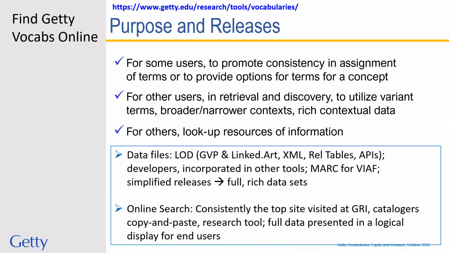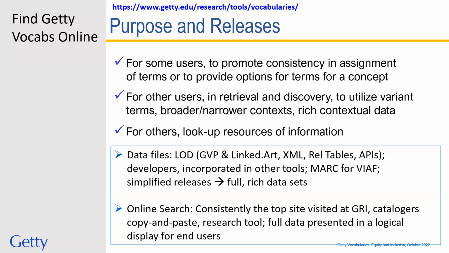So first of all, what is our purpose and what are our releases for the Getty vocabularies? Well, as regarding purpose, for some users, the vocabularies promote consistency in the assignment of terms, or they provide the many options from which to choose terms for a concept. For others, they're used on the other end of the spectrum for retrieval and discovery of this information, to utilize the variant terms, the broader and narrower contexts, and rich contextual data to do retrieval. And for yet others, the vocabularies are lookup resources of information.